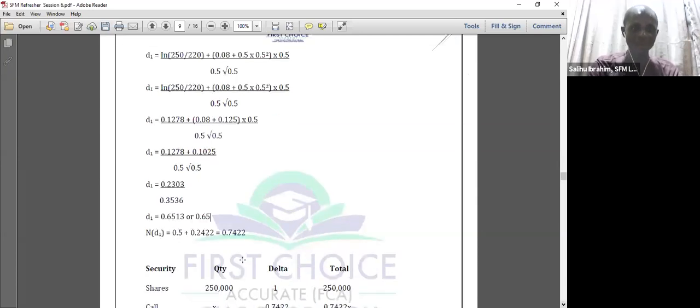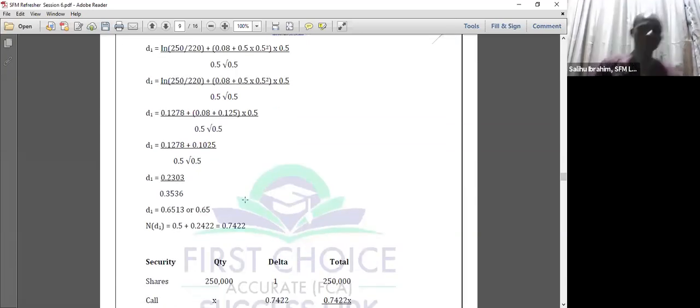Okay, I will now go to my normal distribution table. Now, the figure for D1 is positive. So I will say my N(D1) is equal to 0.5, because this one is positive. I will add 0.5, which I've told you is constant, plus, because of the sign here, positive, so positive will be here.